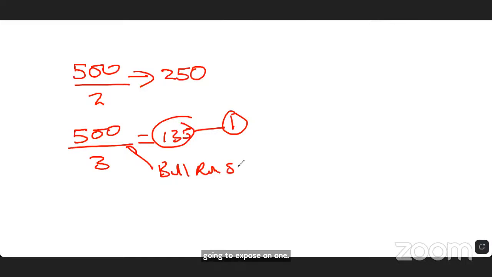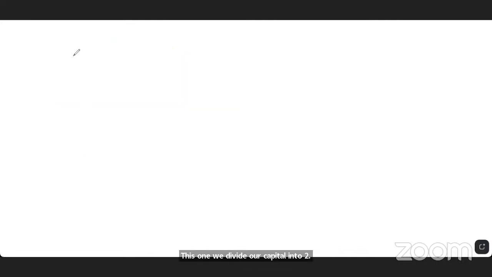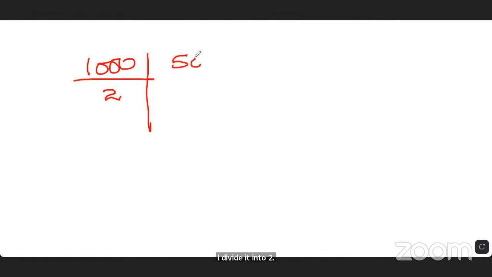This is the bull run strategy. The bull run strategy, we divide our capital into 3. This one, we divide our capital into 2. They start small, win big. For it, you just go straight 15%, the rest are margin calls. So choose where you belong. So now, I now know that with my $1,000, I divide it into 2, and I now have $500 that I want to use for this.